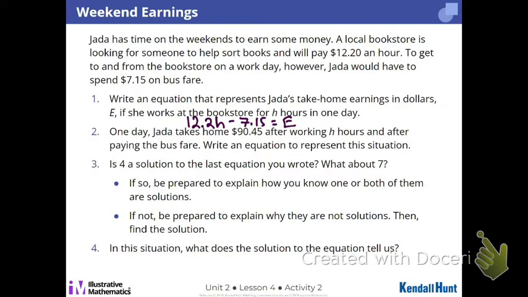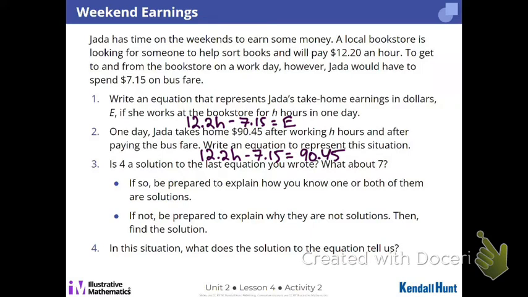So for problem number 2, we have additional information. We have a total earnings. So the only thing we need to change in the equation is the total earnings. I've still got $12.20 an hour. I'm paying for a bus. But I know at the end of the day, Jada is taking away $90.45. Again, I could just read it and say the whole situation with my equation.